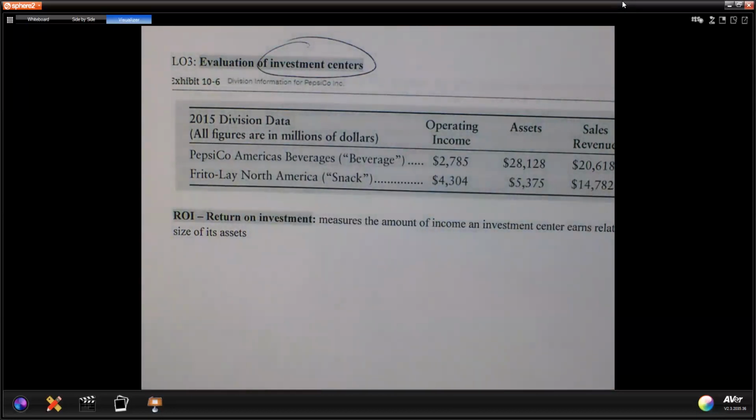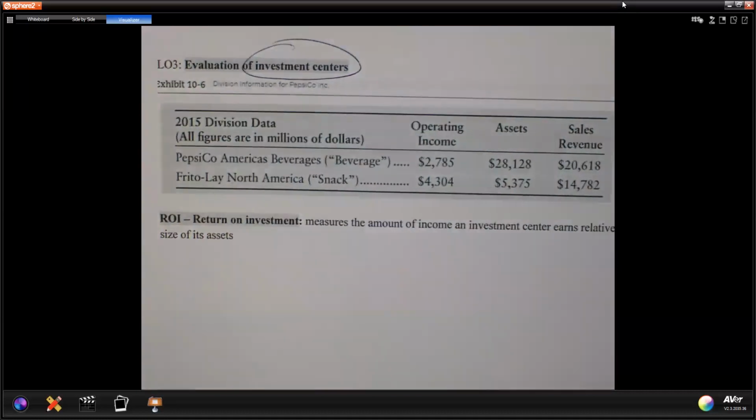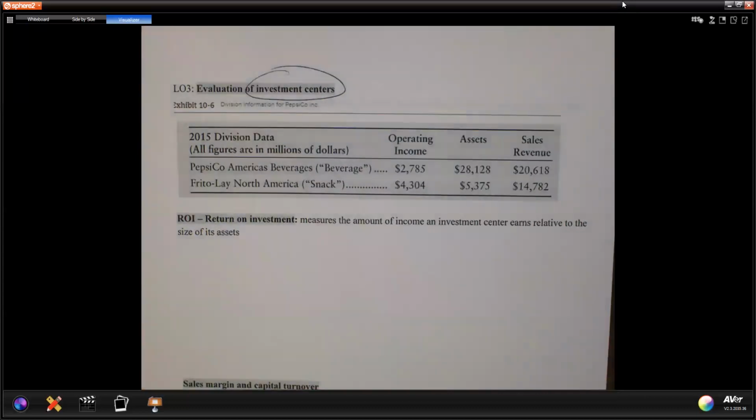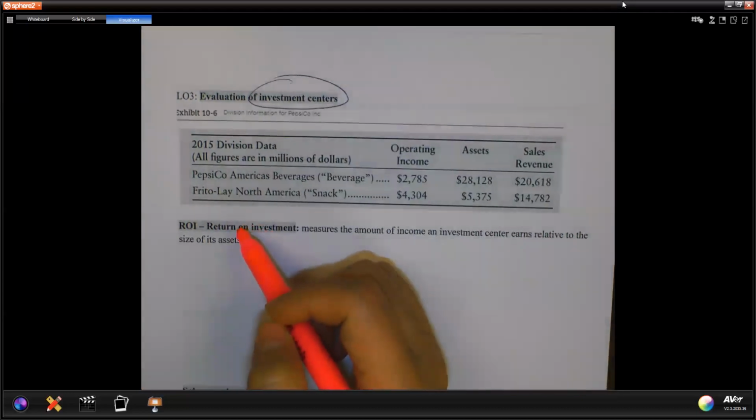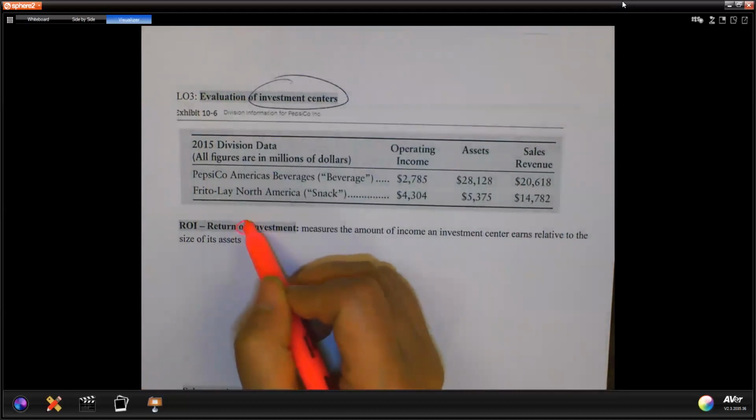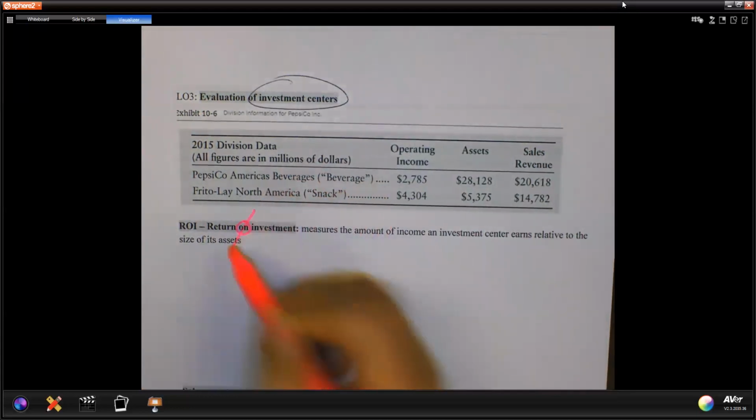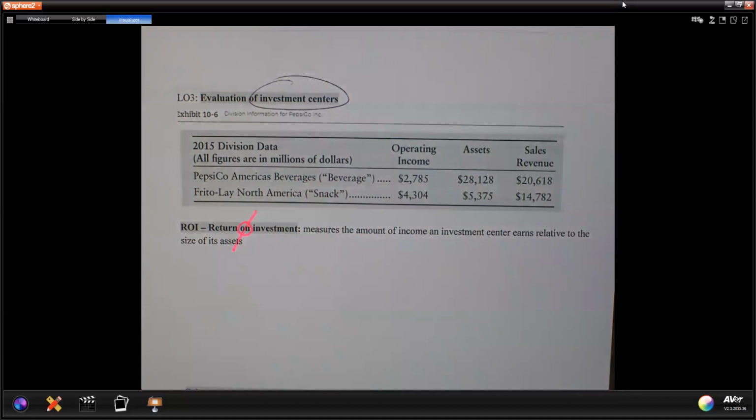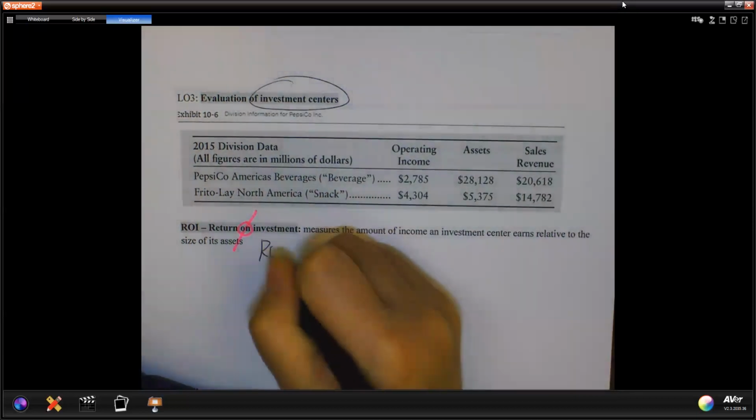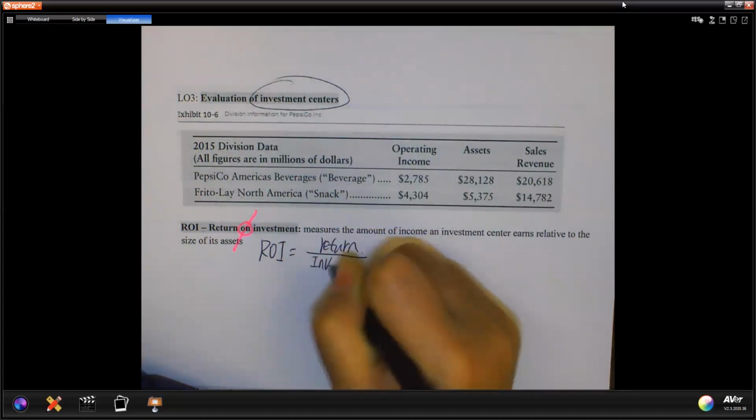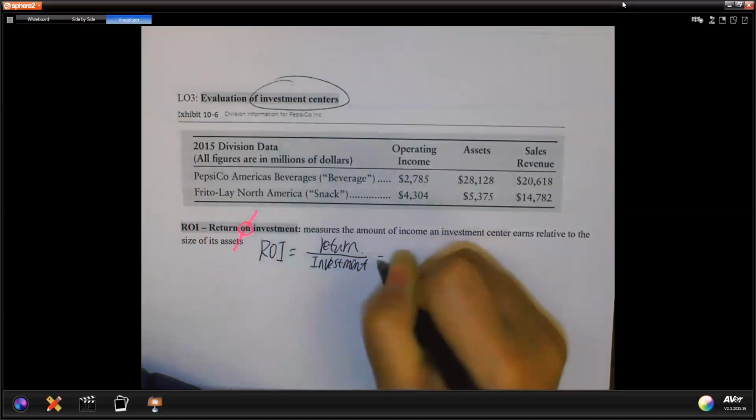The first one, we measure them based on ROI, right? Sounds very professional, right? ROI, very professional. So what's the meaning of ROI? Return on investment. Most likely, when you say something on something, the on means divide. So you can see the formula: ROI equals return divided by investment.